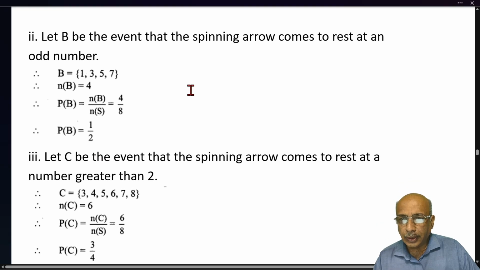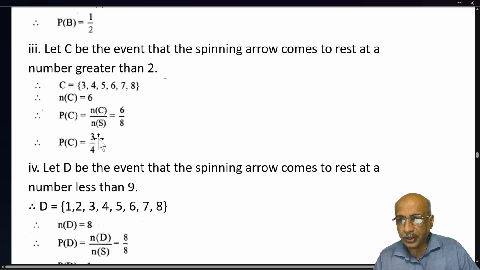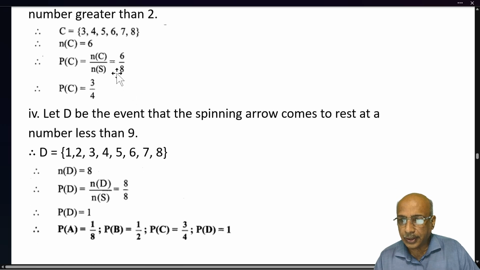Let B be the event that the spinning arrow comes to rest at an odd number. Now set of B will be odd number 1, 3, 5, 7 from the given sample space. So n of B equals to 4. So probability of B will be 4 upon 8, 1 by 2. Let C be the event that the spinning arrow comes to rest at a number greater than 2. So 1 and 2 will not be considered. C set will be 3, 4, 5, 6, 7, 8. So n of C equals to 6. So probability of C will be 6 by 8, 3 by 4.